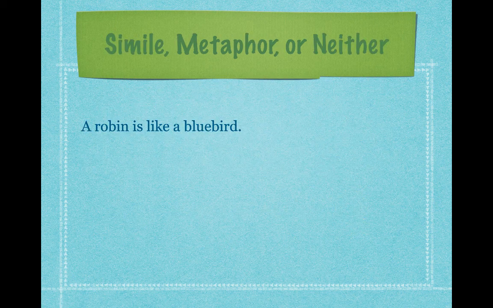So if we think about similes or metaphors, sometimes it's challenging to decide. Is this figurative language a simile? Is it a metaphor? Or is it nothing? So for example, in this example, a robin is like a bluebird. Well, a robin and a bluebird, they're both birds. This is not a simile at all because robins and bluebirds both are birds, right? So it's not comparing things that are unlike at all. They're comparing two things that are very much alike, both birds. So this is neither a simile nor a metaphor.